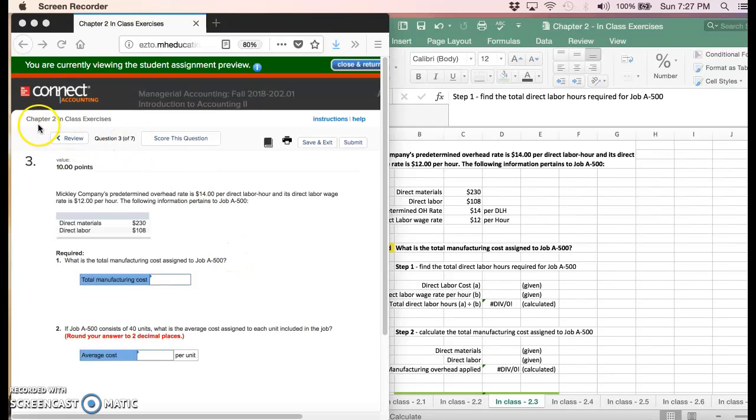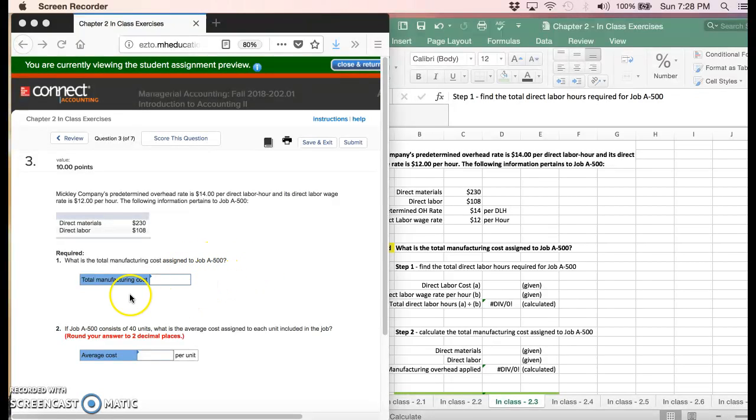Okay, so we are on chapter 2, in-class exercises, and this is going to be number 3. Mickley Company's predetermined overhead rate is $14 per direct labor hour, and its direct labor wage rate is $12 per hour. The following information pertains to job A500. So direct materials, direct labor. So here it says, what is the total manufacturing cost assigned to job A500?